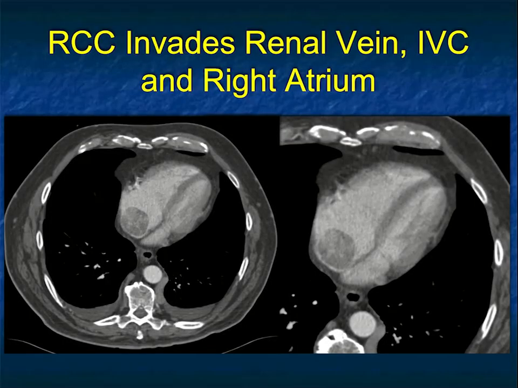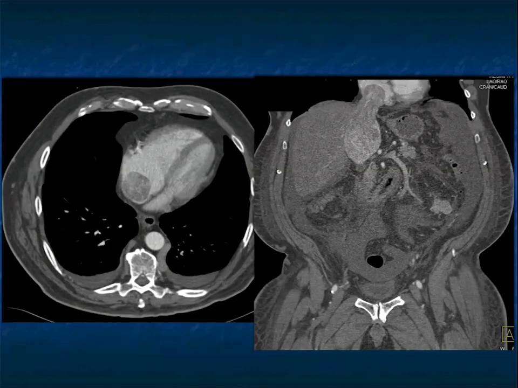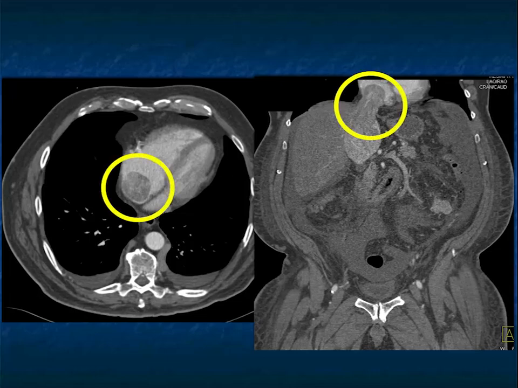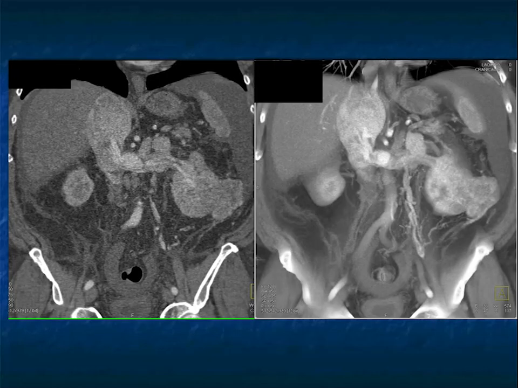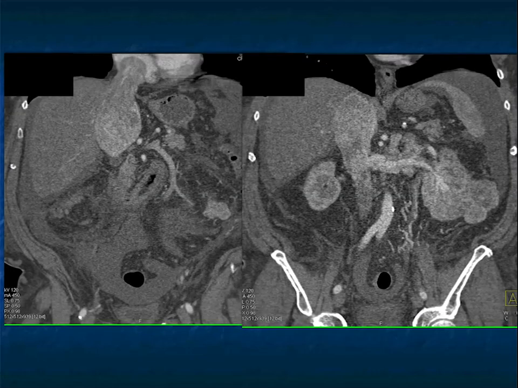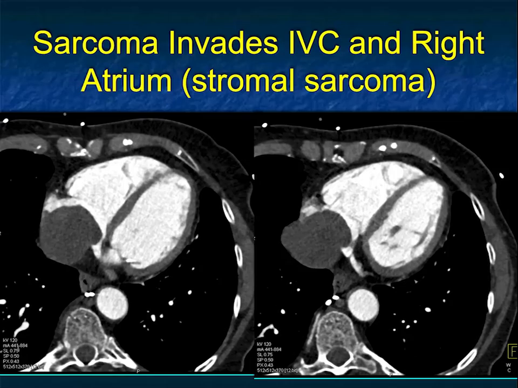Another example, large filling defect in the right atrium. You can think about what it could be in the right atrium as a primary tumor, but you scan more inferiorly and you see the patient has extensive infiltration of the IVC with neovascularity, which was from a renal cell carcinoma. And here's just a few more images of that. Left-sided renal cell carcinoma involving the renal vein, IVC, and then the right atrium. All very nicely shown on this series of images.